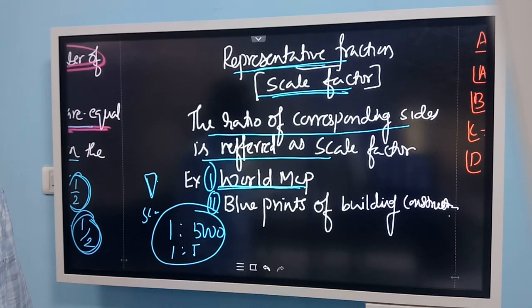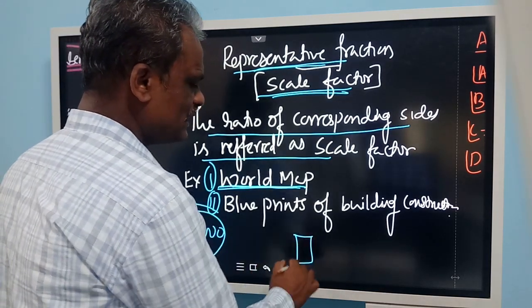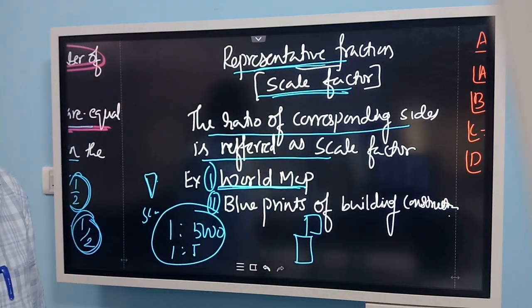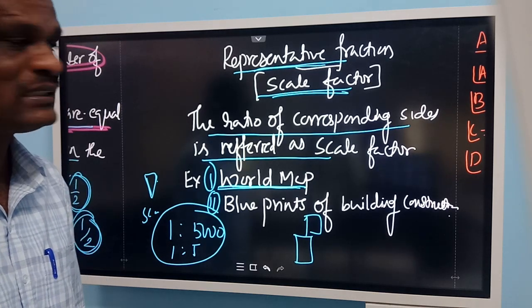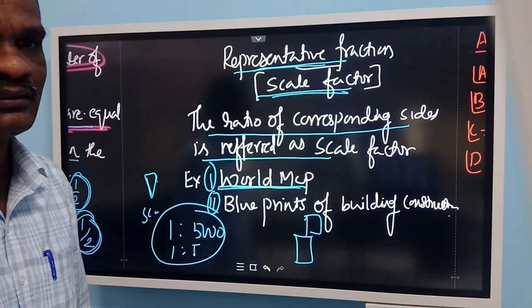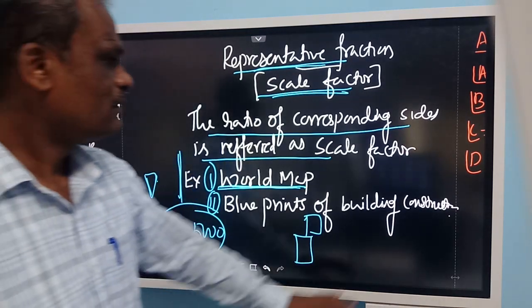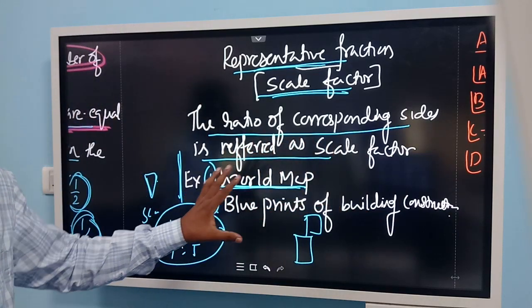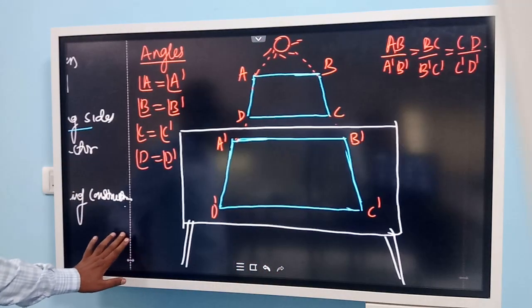Engineers will make blueprints before the construction itself. So what will be the size of a living room, what will be the size of a kitchen room. So they will make a plan. So that plan will be with a particular scale. So that is called as a scale factor or representative fraction. So these are the things we use in our daily life. Okay. So that is purely based on similarity concept only. Similar figures. Okay. So now look at this one activity here.